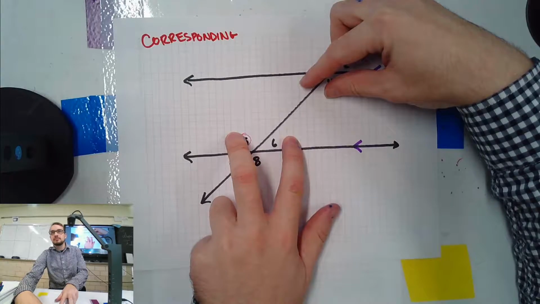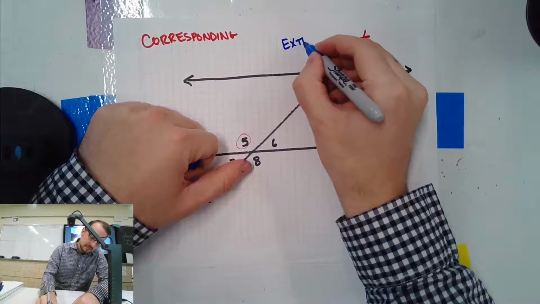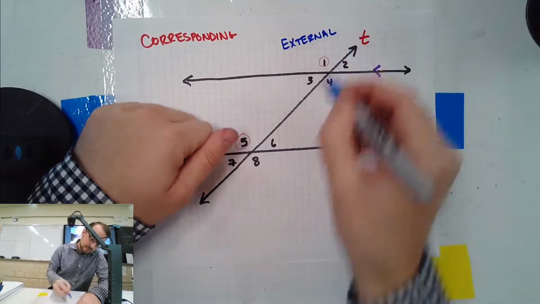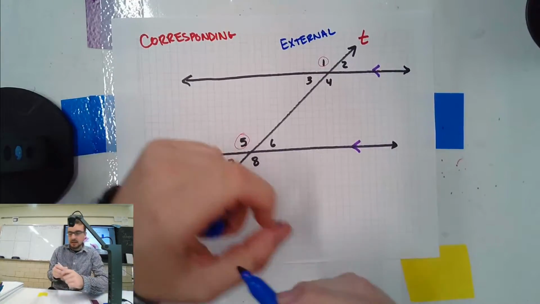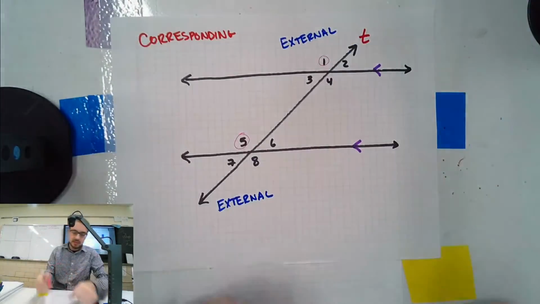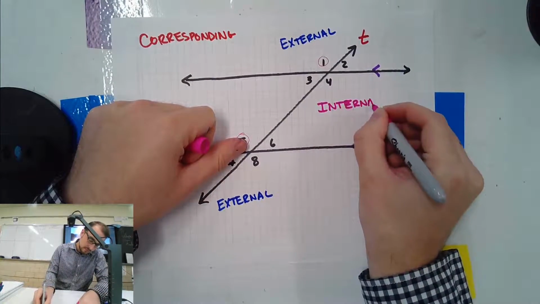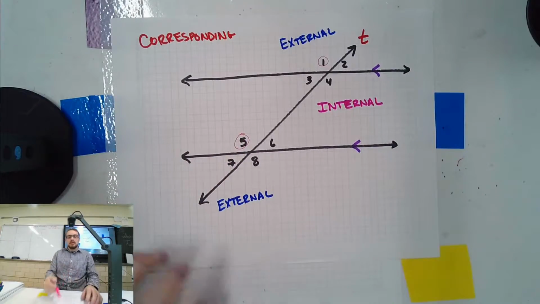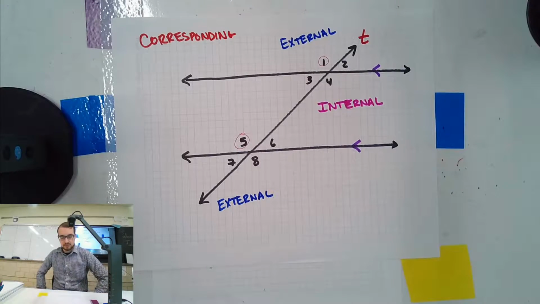We cool with that? We're going to call this external, because they're on the outside. And then we're going to call this the internal, the inside. Anything inside is internal, anything outside is external. So when I talk about these angles, I'm going to use these terms, internal and external.